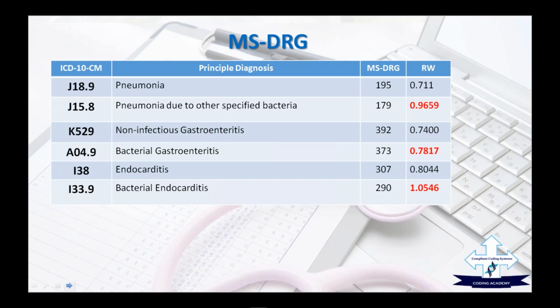The relative weight is much higher. When I say relative weight, this is the consumption of resources that is allocated for the condition. So just in case you have a question on that: the higher the relative weight, the more resources that should be given for that condition. Does that make sense? So the lower the relative weight, the fewer resources that are being utilized or should be utilized. So look at pneumonia and bacterial pneumonia, from 0.711 to 0.9659. That's a good small jump.